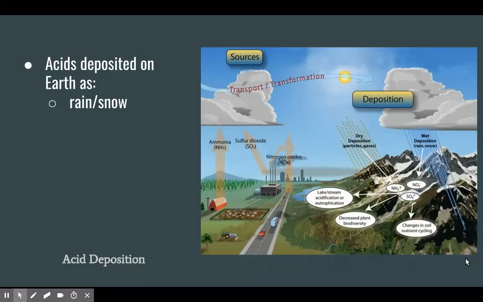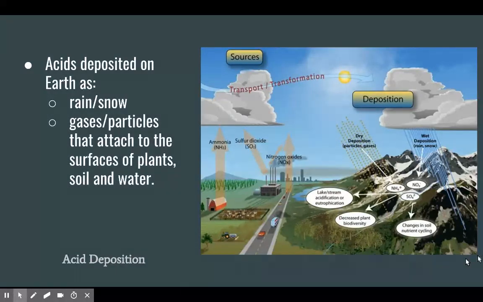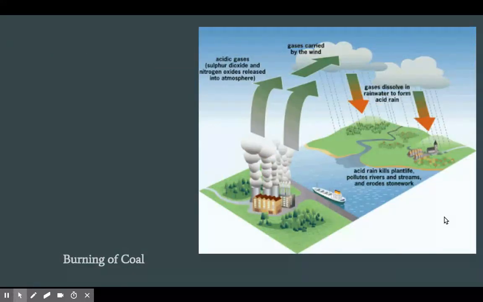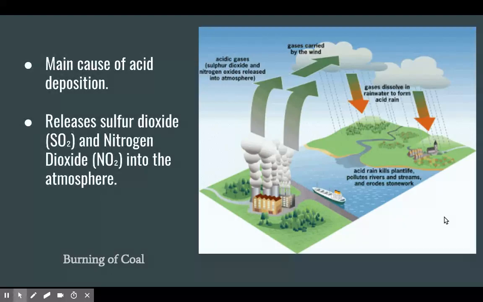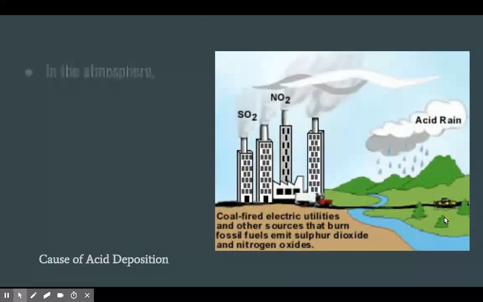Acid can be deposited either as rain or snow and even as gas particles. We can see here dry deposition of gas particles that were once in the atmosphere, maybe blown through wind currents, landing in another location. Like we mentioned, the main cause is the burning of coal. That combustion releases these acidic gases, sulfur dioxide and nitrogen oxides, into the atmosphere, and they come down in rain or as particulates blown by the wind. Coal burning is the major factor.